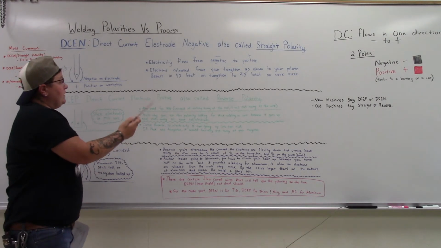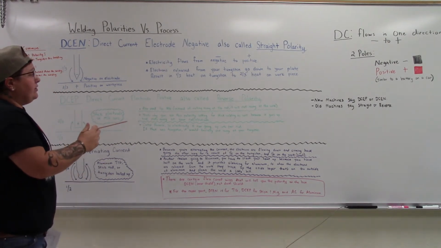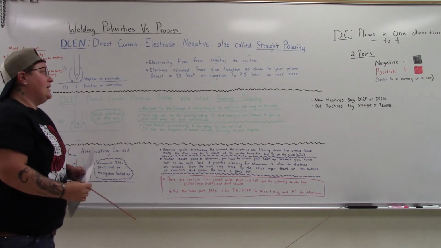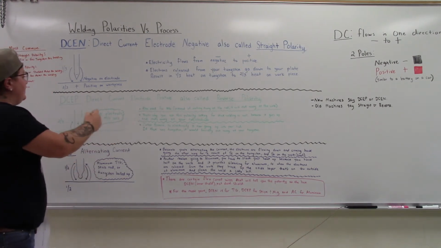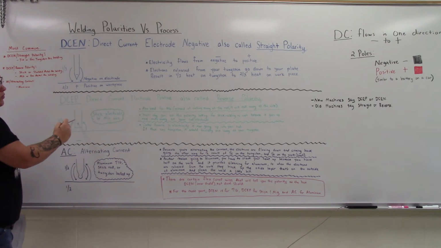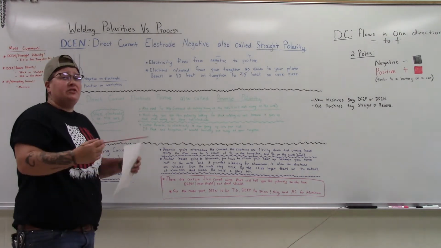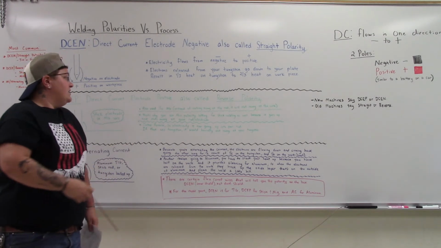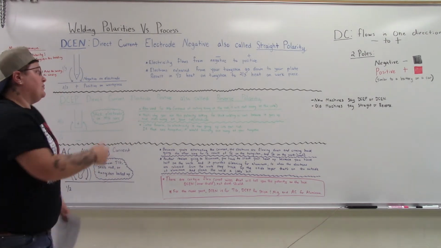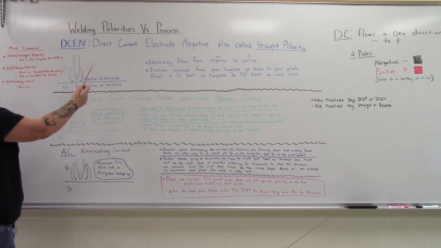The reason you use this type of polarity setting for stick welding as well as MIG welding is it's constantly going up into the electrode or the wire and it eats away at it, okay? It's called reverse, so electricity is now going up into your rod. If that was tungsten, it would basically eat away at your tungsten. That's why you're welding TIG with DCEN.